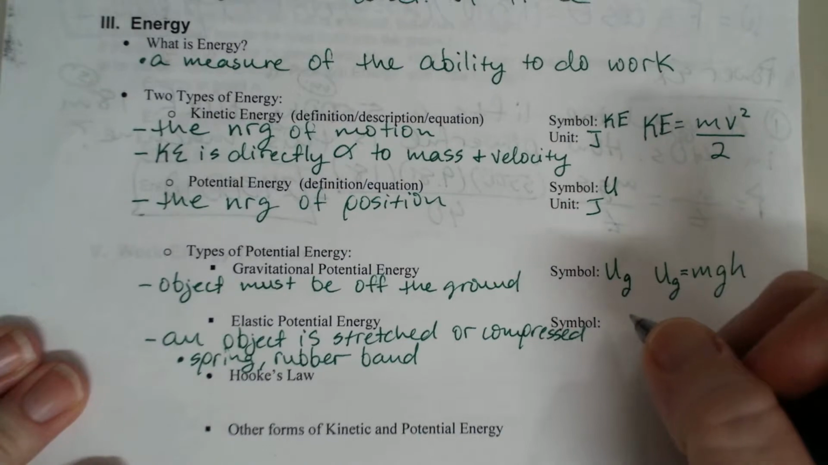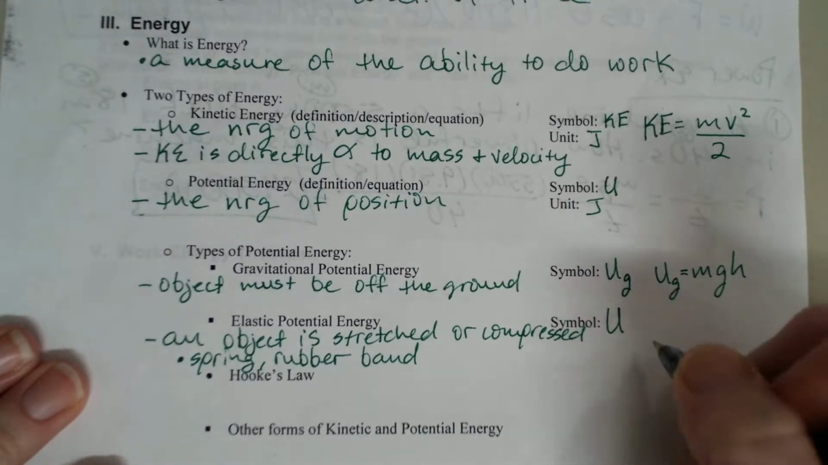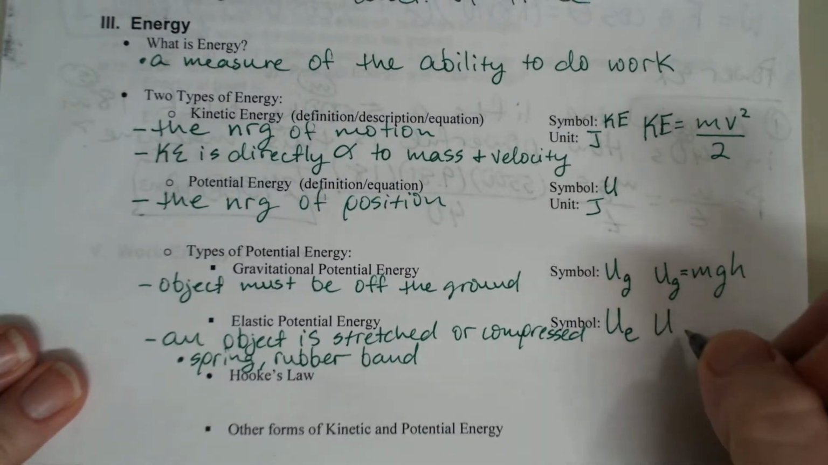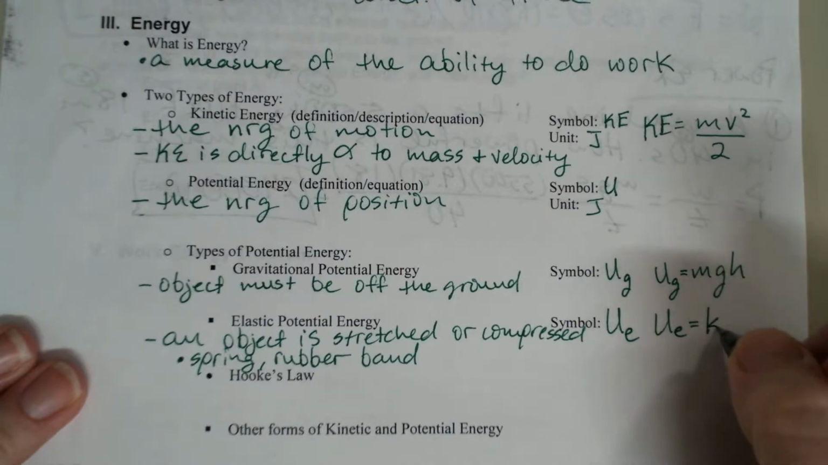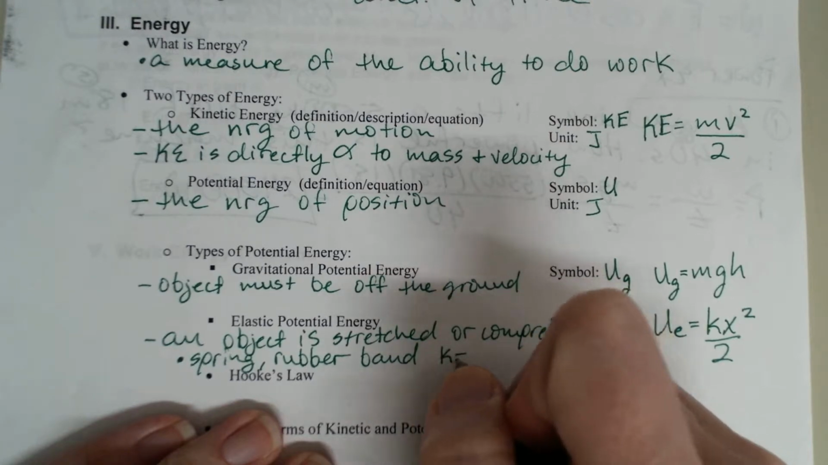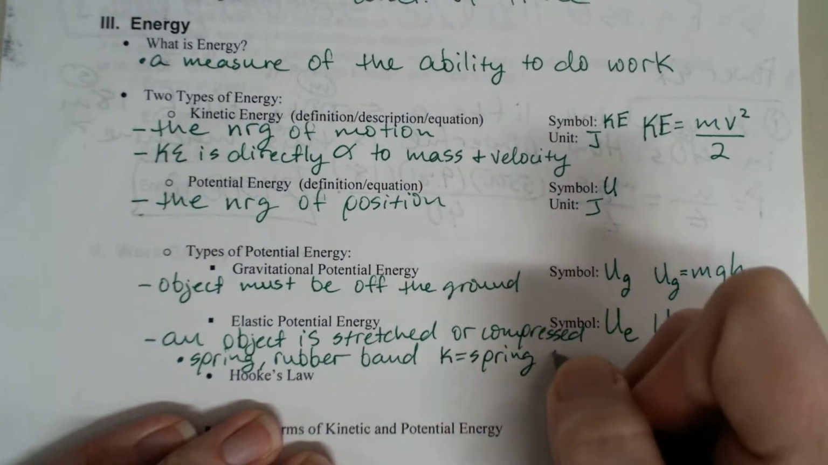And so the symbol for that is U with a lower subscript of E. So UE for elastic potential energy. And UE is equal to kx squared over 2, or some people like to say 1/2 kx squared. Okay, and this one is weird. This is where k is the spring constant, and x is how much that spring or whatever stretchy thing is compressed or stretched. So those are weird things. So k, we call that the spring constant.